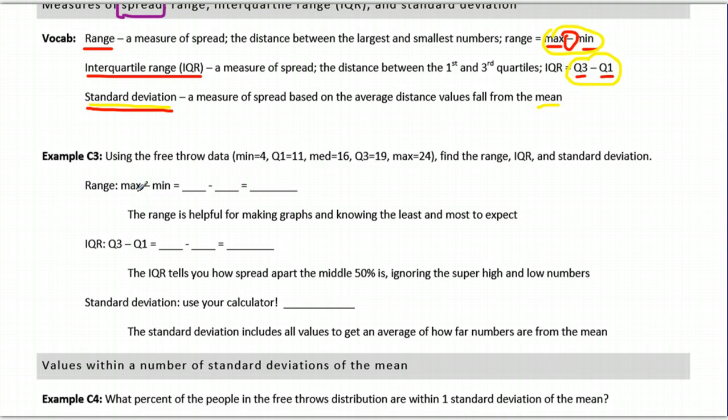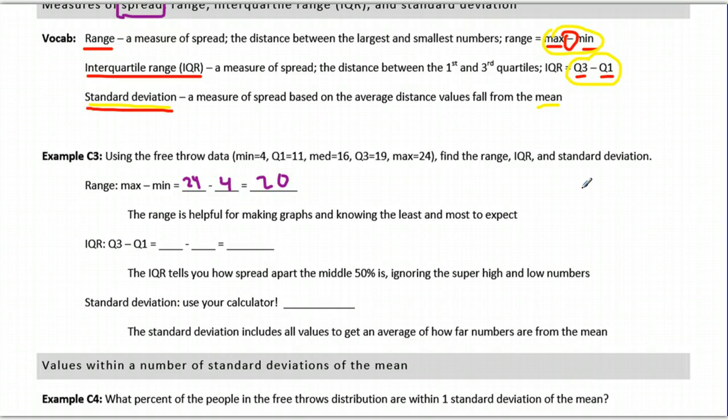The range is going to go the highest number minus the lowest number. So 24 minus 4, and so the range is going to be 20. The reason you like to know the range generally is if you know that the range goes from 4 to 24, that it's 20 wide, it can help you make a graph. It gives you a sense of how many you can plan for on the low end and how many to plan for on the high end. So the range is generally useful for a lot of things.